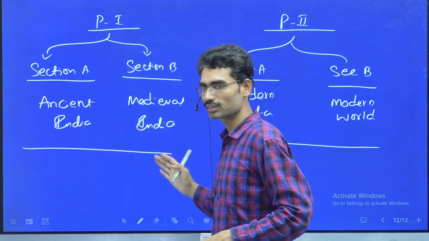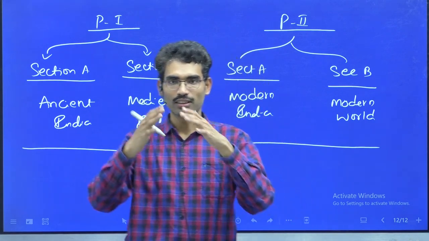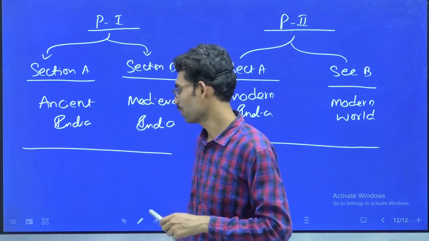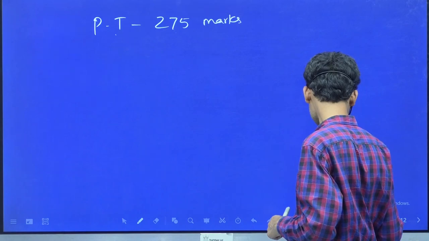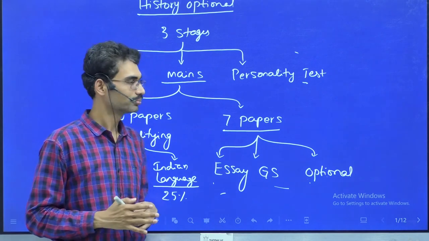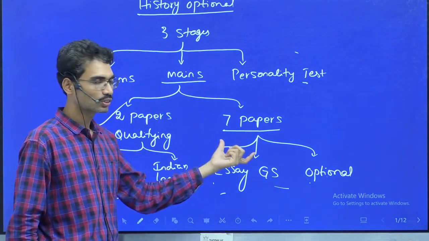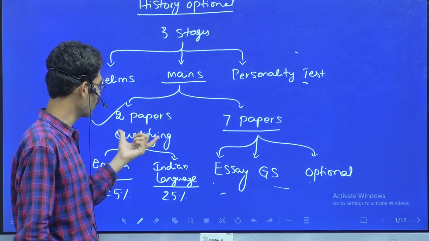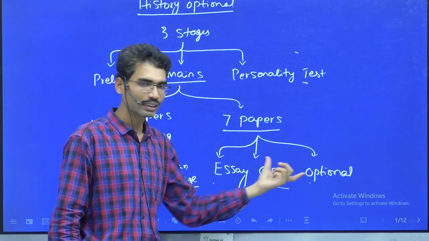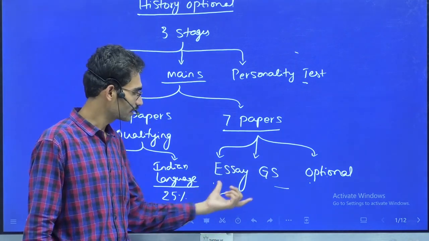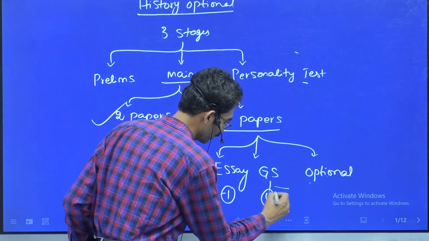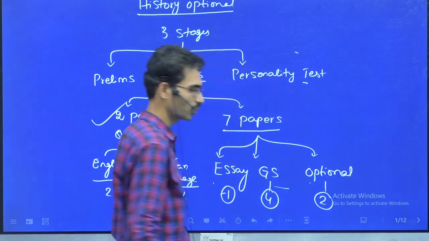So these are the parts, these are the questions. The purpose of this class is to give you an idea about how UPSC mains is designed and how many papers are there. Total 9 papers are there in mains, 2 are qualifying in nature, marks will not be counted for the merit. 7 papers are counted for the merit: essay, GS and optional. So essay 1 paper, GS 4 papers, optional 2 papers, total 7 papers.